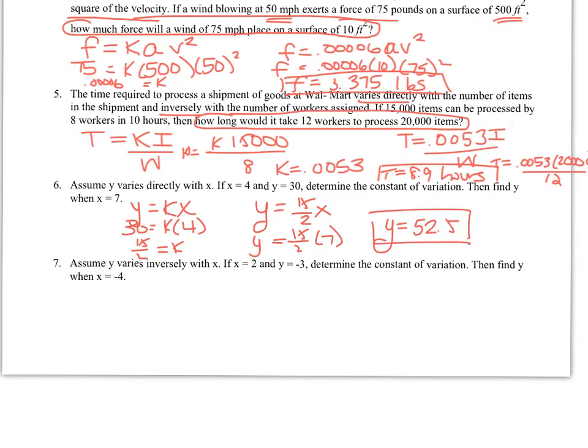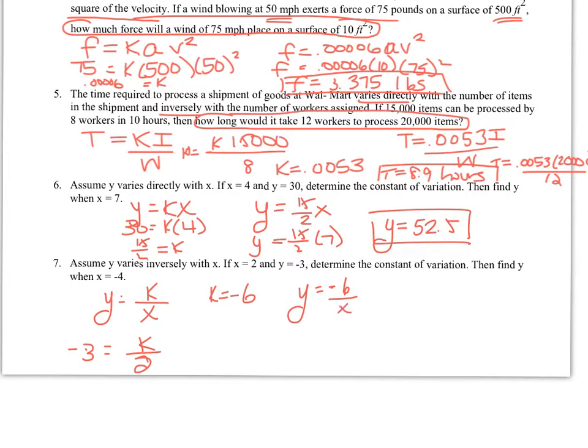If I look at the next one, it says assume y varies inversely with x. So y equals k over x. If x is 2 and y is -3, find the constant of variation. So k equals -6. So I have y equals -6 over x.